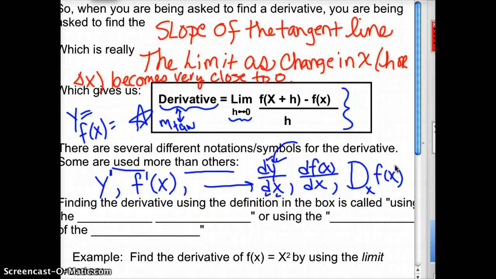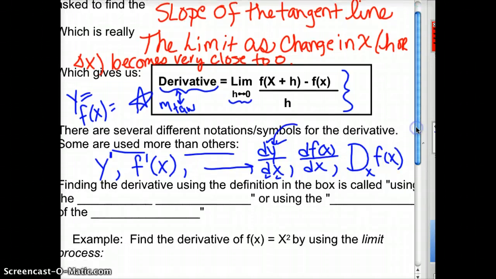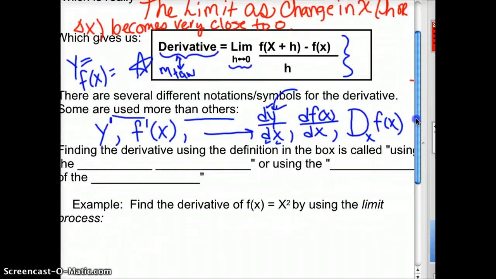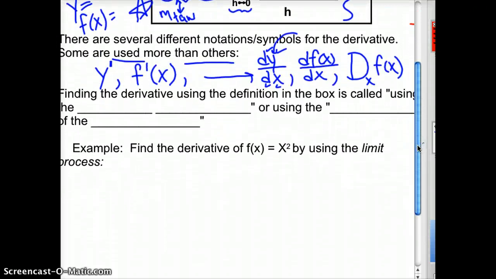So all of these are notation for finding the derivative. Their use depends on what text you're using and what form the original function's given in. But if you see this, it means find the derivative. All right, so finding the derivative using the definition in that box is called using the limit process. So if it says find the derivative using the limit process, that means this way.